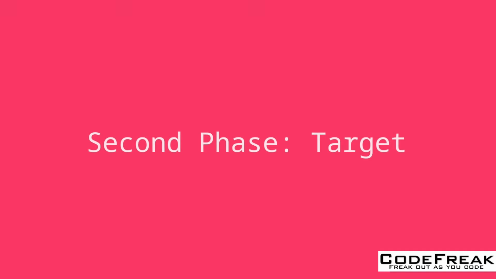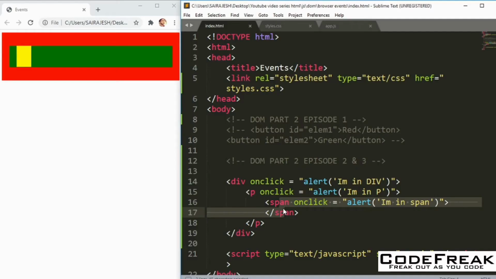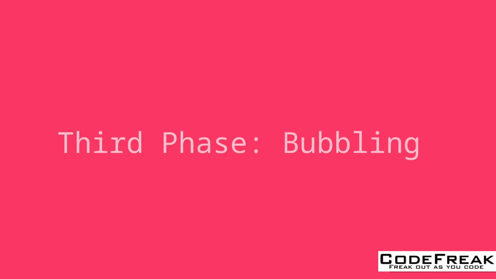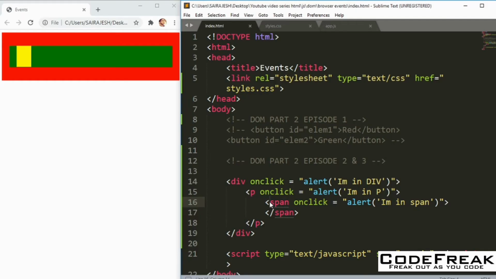Then there's the target phase. In the target phase, the event has reached the target element. Right now the event has reached the target element. And then you will have the bubbling phase, which we have already talked about in the previous video. The event bubbles up. What happens in the bubbling phase is that from this span it goes to the p element, and then the div element, then the body element, and the HTML element. So they're basically just the opposite of each other, capturing and bubbling. All right. So that's what happens.